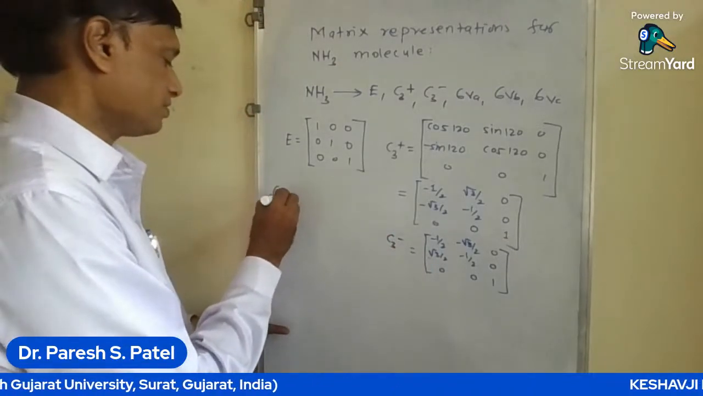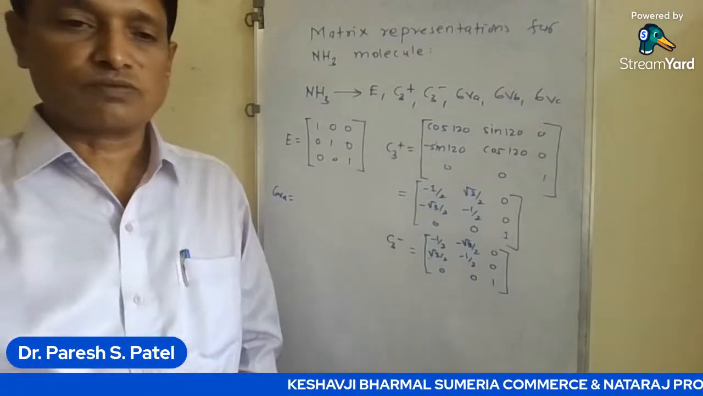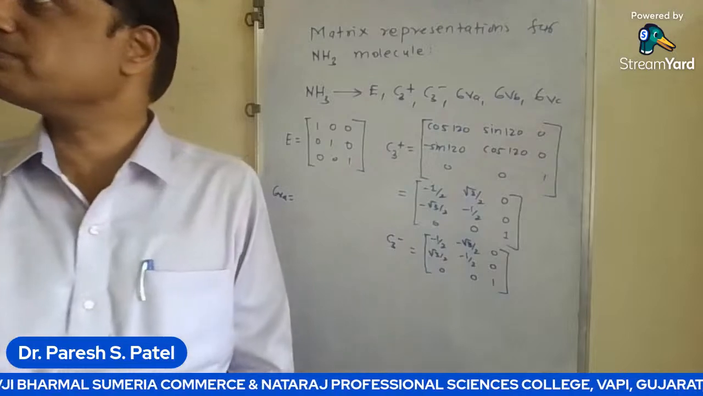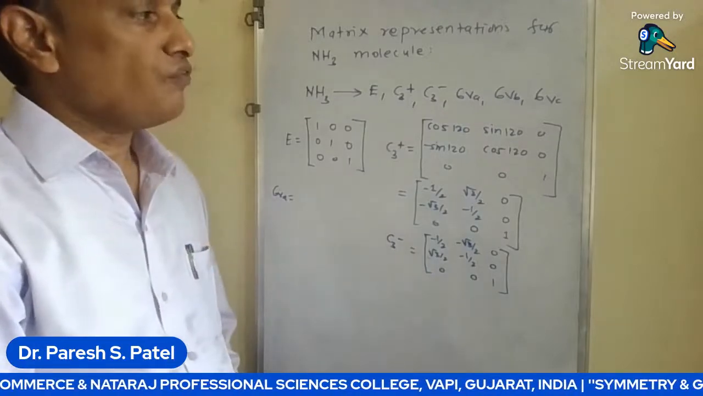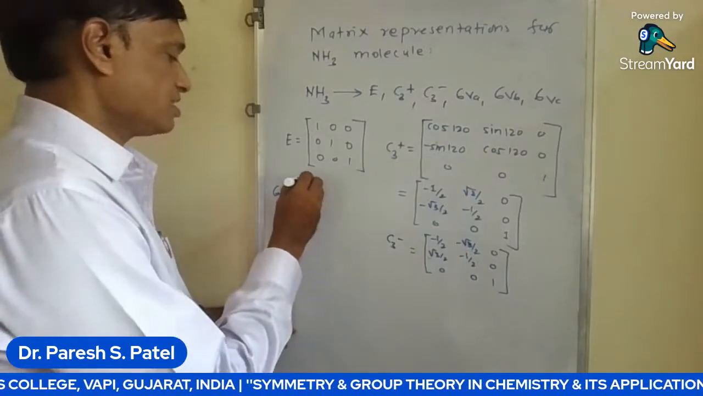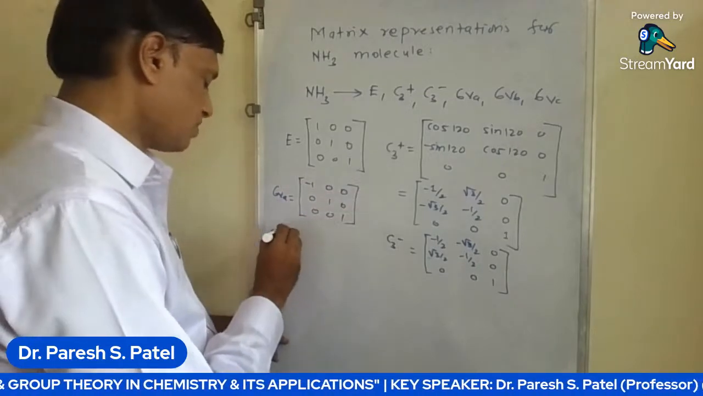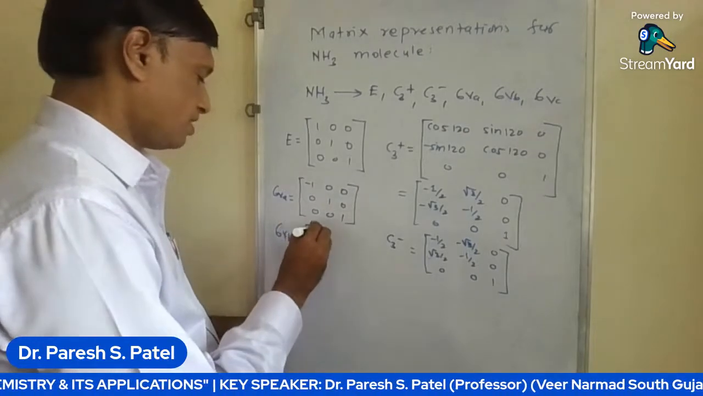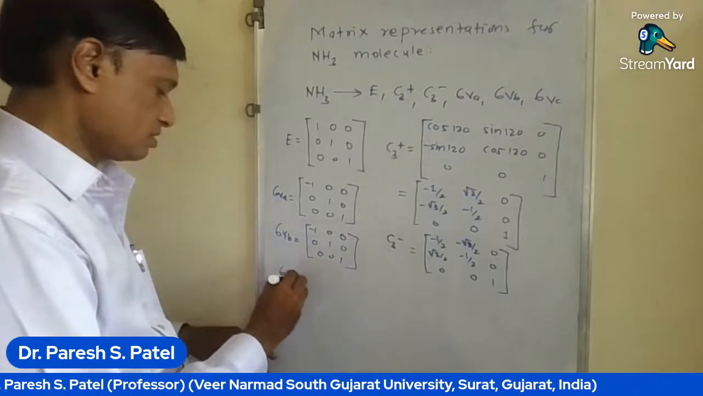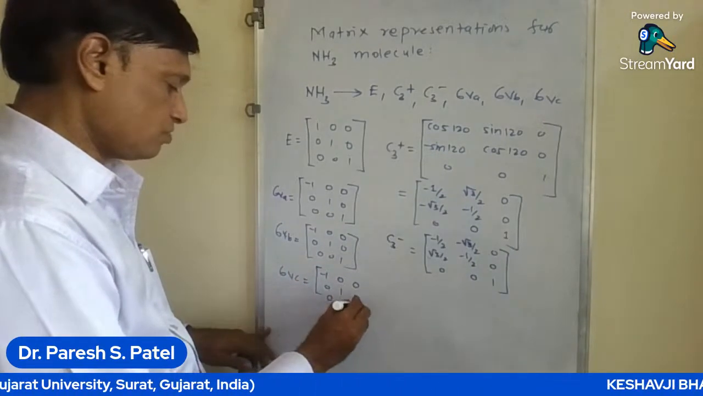Now sigma va. In the case of the ammonia molecule, we have to remember that all these vertical planes, sigma va, sigma vb, sigma vc, are vertical planes. It means the matrix representation for sigma va is equal to minus 1 0 0, 0 1 0, 0 0 1. Similarly, sigma vb is equal to minus 1 0 0, 0 1 0, 0 0 1. And similarly sigma vc is equal to minus 1 0 0, 0 1 0, 0 0 1.